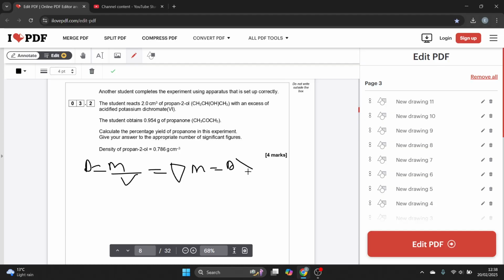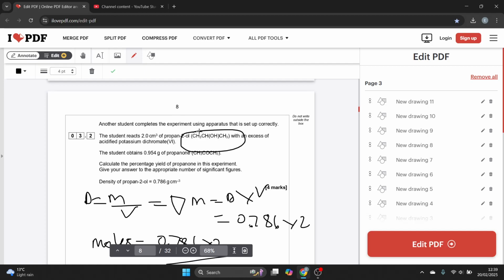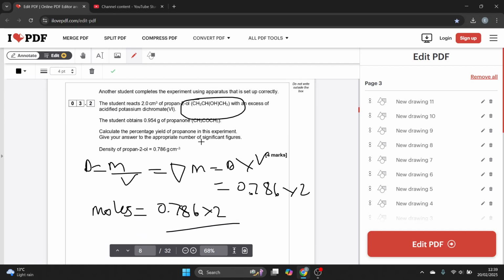Mass equals density times volume, which is 0.786 times 2. Then I can work out the moles of propan-2-ol by using the mass over the Mr. It hasn't told me the Mr, but it has given me the formula, so that's pretty nice. I can easily work out the Mr. Let's use the periodic table: 12 plus 3 plus 12 plus 1 plus 16 plus 1 plus 12 plus 3.